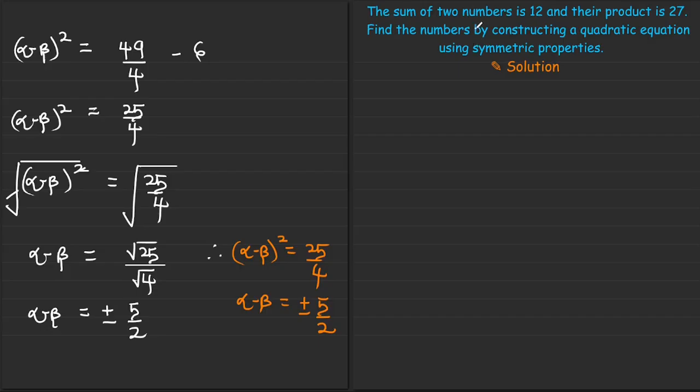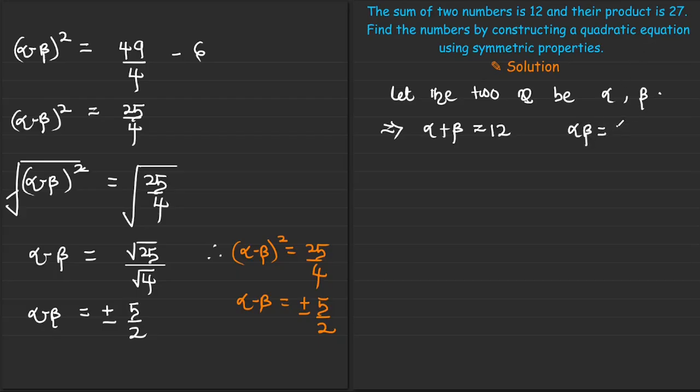So is there a sum? You see, there's a sum and then a product. Let's let the two numbers be alpha and beta. So we say let the two numbers be alpha and then beta. And we are given that the sum of the numbers is 12. So alpha plus beta is equal to 12. And then their product, alpha beta, is equal to what? 27. This is what we have.